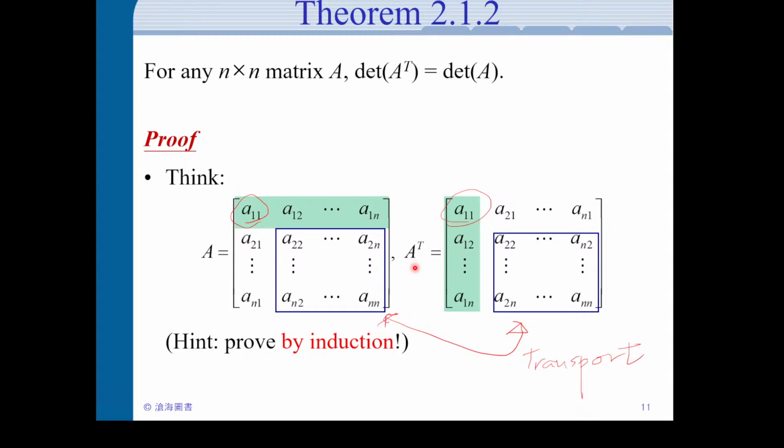So we can go from every n by n matrix: if for any n minus 1 by n minus 1 matrix the determinant equals that of its transpose, then every n by n will be the same, and we go all the way down to 1 by 1. In the base case, the 1 by 1 matrix is just A11, and A11 equals A11 transpose, so their determinant is the same. So that's a derivation for this theorem.